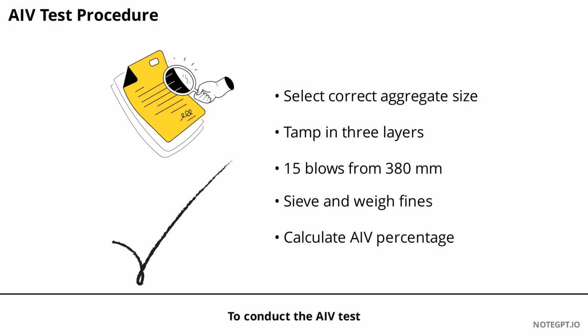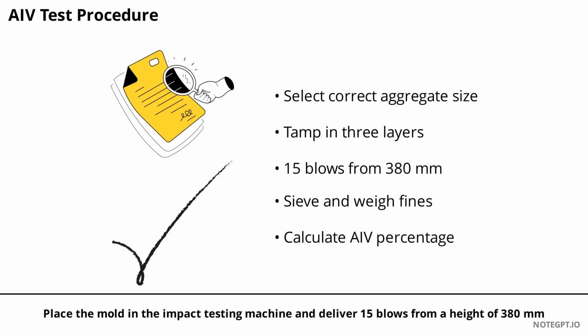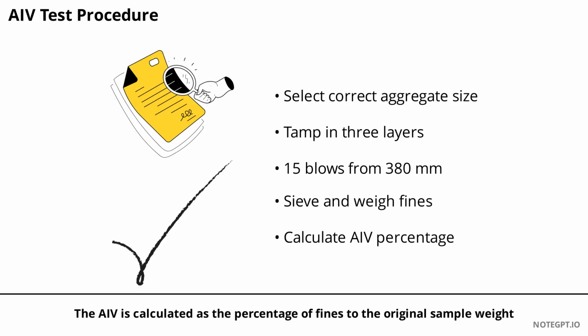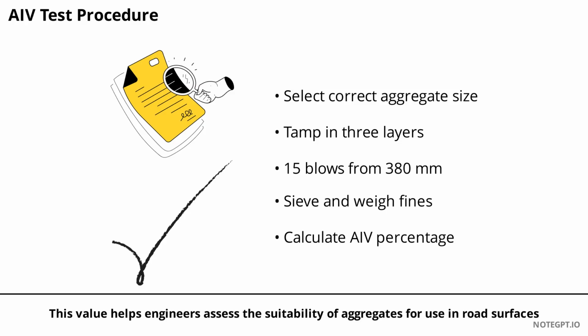To conduct the AIV test, select aggregates passing the 12.5 mm sieve and retained on the 10 mm sieve. Fill the cylindrical mold in 3 layers, tamping each layer. Weigh the filled mold to record the initial weight. Place the mold in the impact testing machine and deliver 15 blows from a height of 380 mm. After the test, sieve the crushed material through a 2.36 mm sieve and weigh the fines. The AIV is calculated as the percentage of fines to the original sample weight. This value helps engineers assess the suitability of aggregates for use in road surfaces.